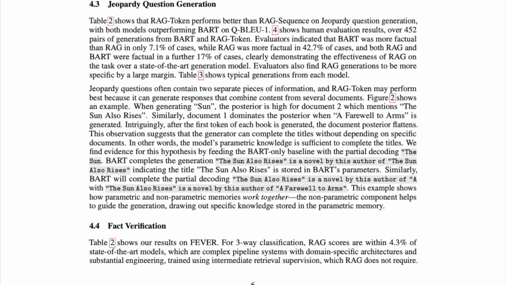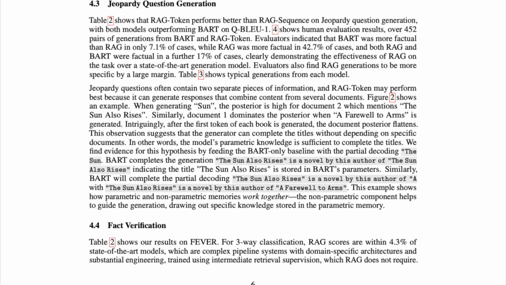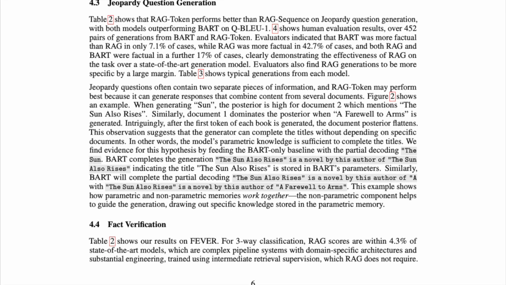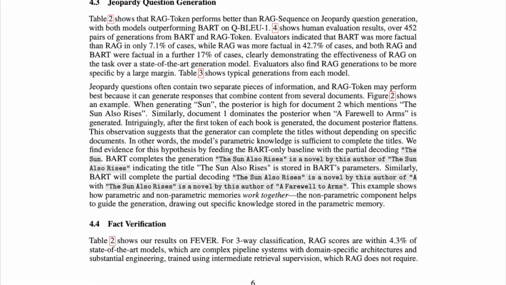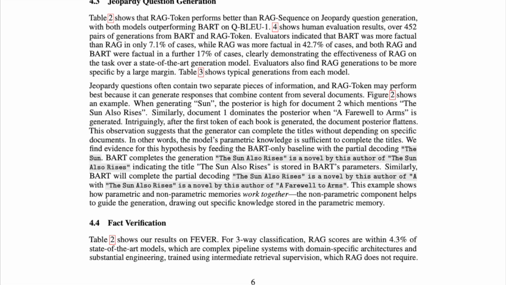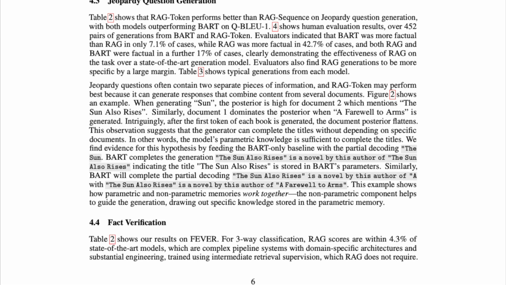Intriguingly, after the first token of each book title is generated, the document posterior flattens. This observation suggests that the generator can complete the titles without depending on specific documents. In other words, the model's parametric knowledge is sufficient to complete the titles. We find evidence for this hypothesis by feeding the BART-only baseline with the partial decoding "The Sun". BART completes the generation: "The Sun Also Rises" is a novel by this author of "The Sun Also Rises", indicating the title The Sun Also Rises is stored in BART's parameters.